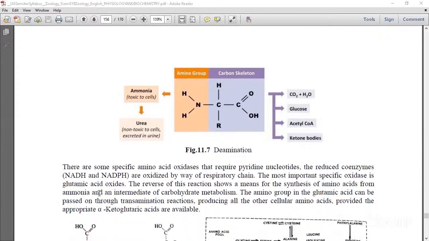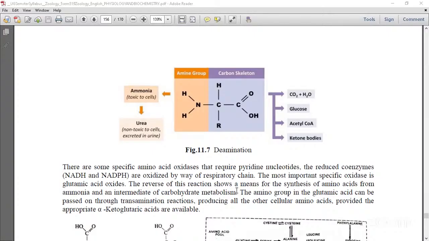There are some specific amino acid oxidases that require the pyridine nucleotides. The reduced coenzymes called NADH and NADPH are oxidized by way of the respiratory chain. The most important specific oxidase is glutamic acid oxidase. The reverse of this reaction shows a means for the synthesis of the amino acid from ammonia, which is an intermediate of the carbohydrate metabolism.